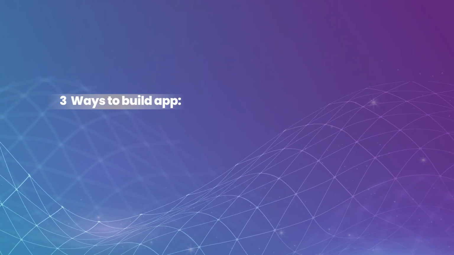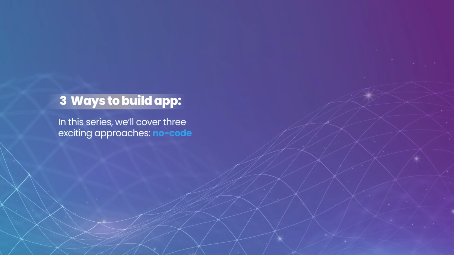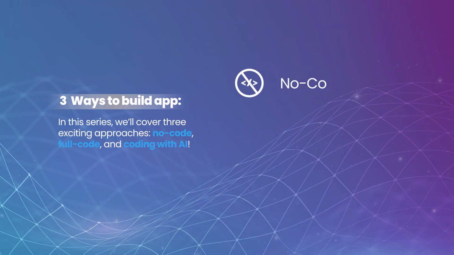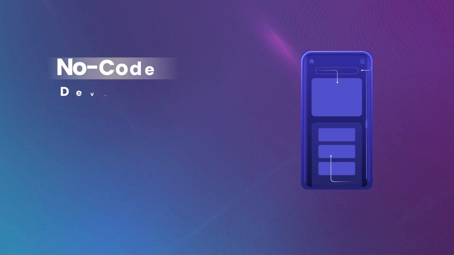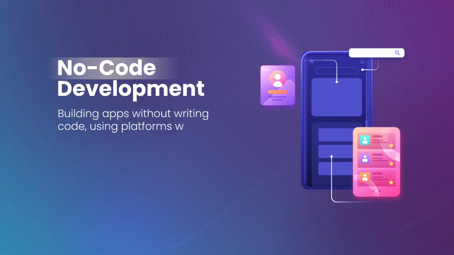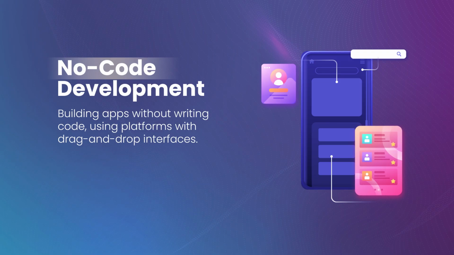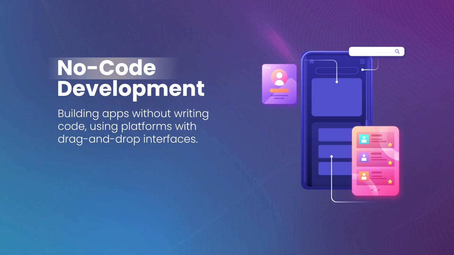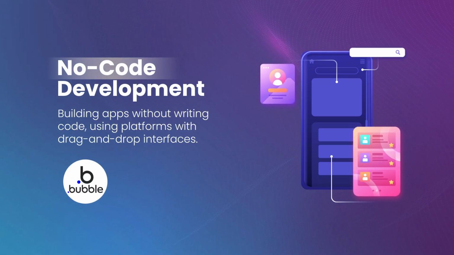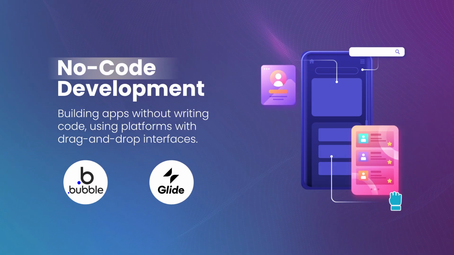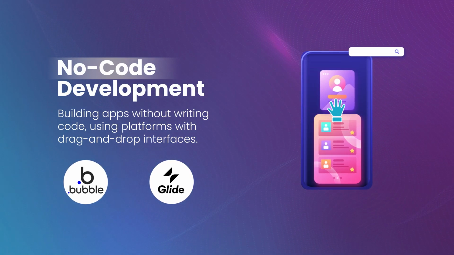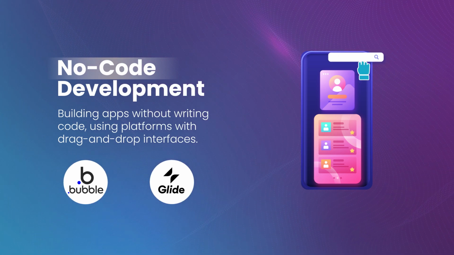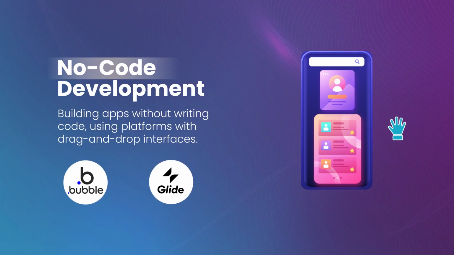There's more than one way to build an app, and in this series, we'll cover 3 exciting approaches: no code, full code, and coding with AI. No code means creating apps without writing traditional code. It's perfect for beginners and those looking to quickly prototype ideas. Think of platforms like Bubble or Glide. They let you build apps with a drag-and-drop interface. It's like creating a digital Lego set. Imagine you're running a local event and need a quick app for registration. No-code tools can help you build that app in just a few hours.